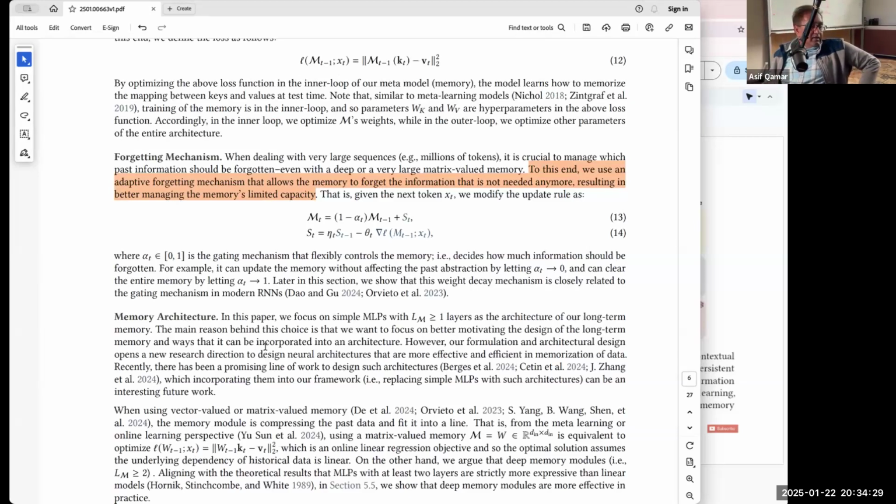So the idea is, if the information is not needed anymore, what does it mean? One, I'm thinking, in the subsequent one there is no surprise. And second, if the information is not asked for or referred to by the future tokens coming in. But that is not the only criterion.